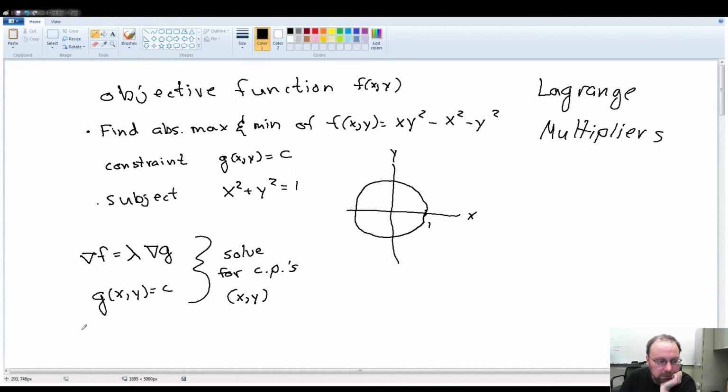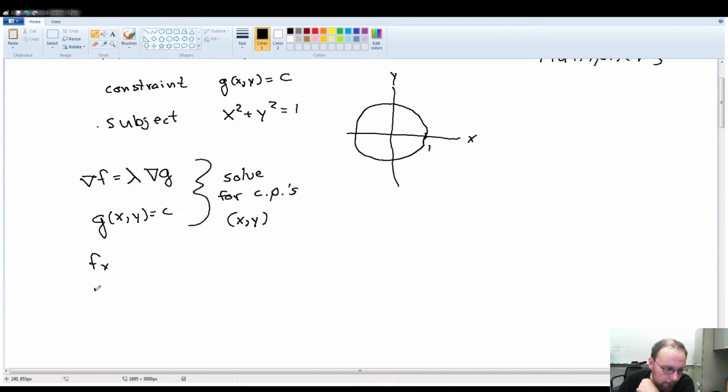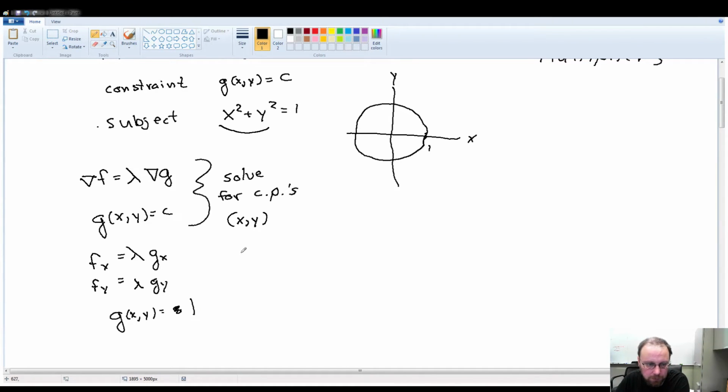Okay, and of course when I say the gradient of f, if you want to unpack that, it'll be just the partial of f with respect to x and y. And that would be equal to a multiple lambda of the gradient of g, and we recognize g in this problem as x squared plus y squared. So that's the partial of g with respect to x and y there, and the constraint itself, well, in our problem this is 1.